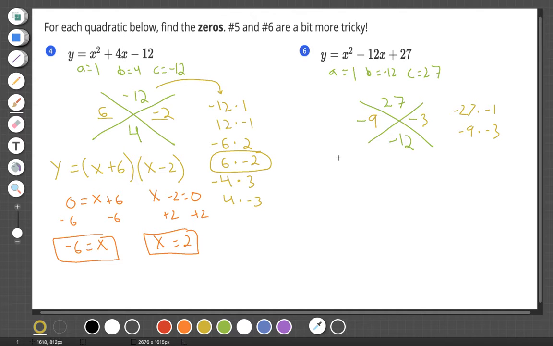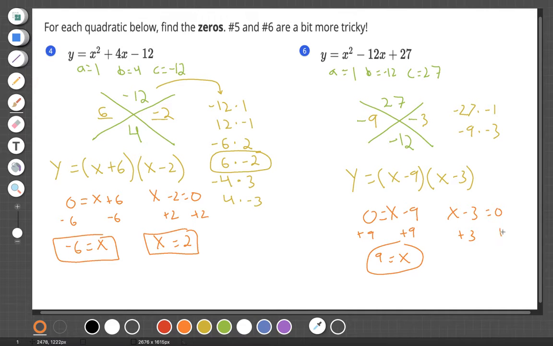Okay, then we're going to go ahead and write our factored form. y equals parentheses x minus 9, parentheses, then another set, x minus 3. And then finish this up with our zero product property. So we'll take x minus 9 equals 0, add 9 to both sides, and we get x equals 9. And then do the same thing, x minus 3 equals 0, plus 3 to both sides, you get x equals 3.